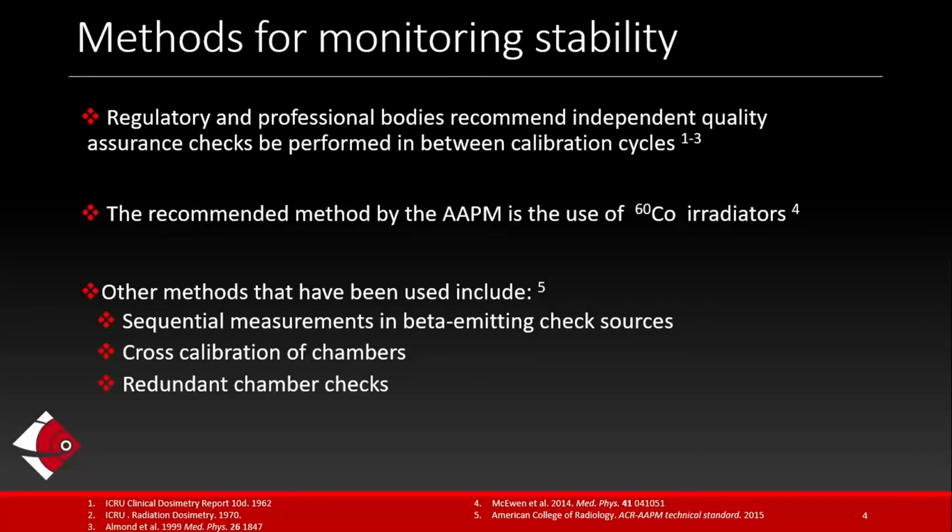As mentioned, a lot of regulatory bodies like the NRC and the AAPM recommend that independent quality assurance checks be performed for ionization chambers in between calibration cycles. Cobalt-60 was originally recommended by the AAPM, but as mentioned, this has shifted to other uses such as the linear accelerator beam, which the chambers are used in. Cobalt-60 irradiators are being phased out of clinics due to some regulation issues and aren't common in the United States anymore. A number of other methods that have been recommended include sequential measurements in beta-emitting check sources like strontium-90, the cross-calibration of ionization chambers at the clinic, as well as these redundant chamber checks in linear accelerator beams.